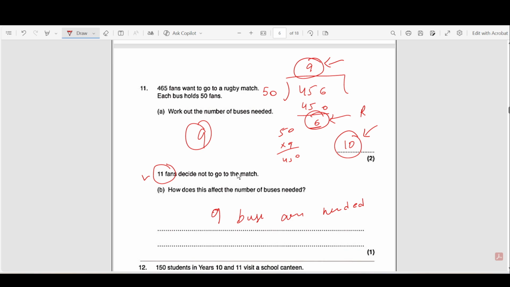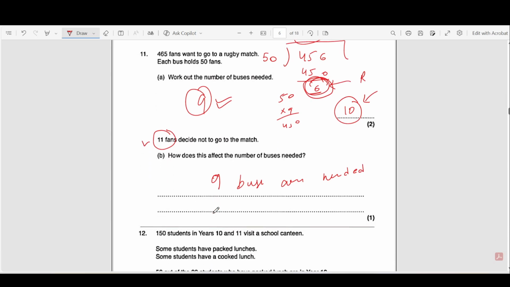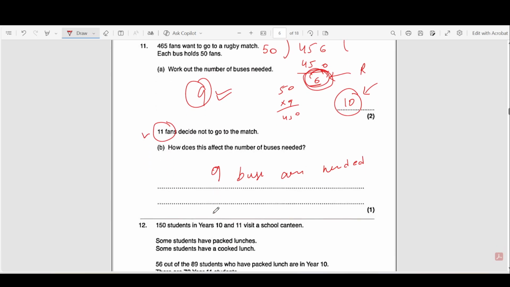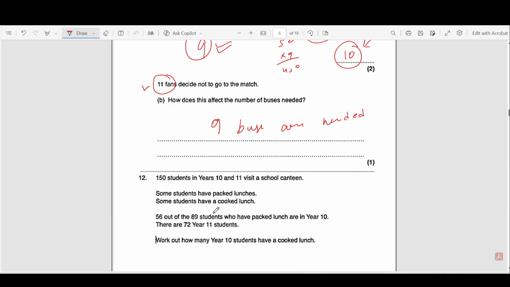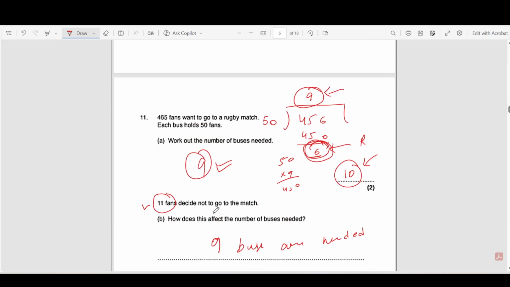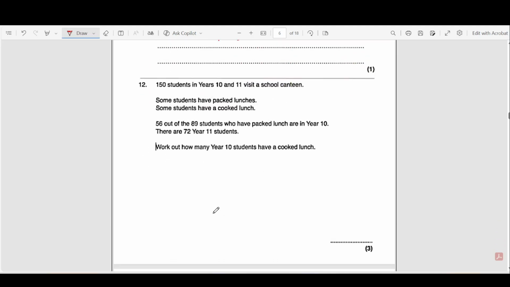Basically in this one, an additional bus was required because of this remainder. But if 11 fans decide not to go, then only 9 buses are required. Is that clear? So that's how it affects. I think that's the easy way, so let's stick to this method.